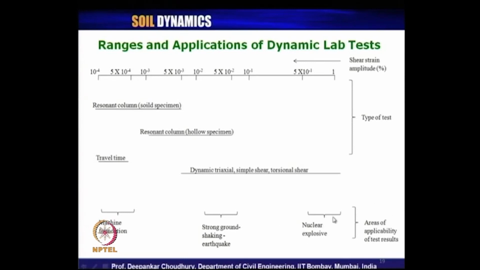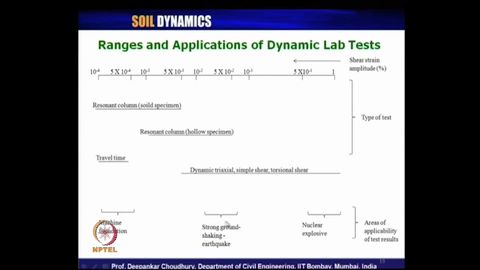test for a nuclear explosion, it will again be a disaster in your design, because in that case the value of G you have estimated, which is a small strain value of G, is not at all applicable for the range of shear strain to which the soil and the structure are subjected during the dynamic load of a nuclear explosion. So, be very careful about the selection of the type of test as per the area of application.